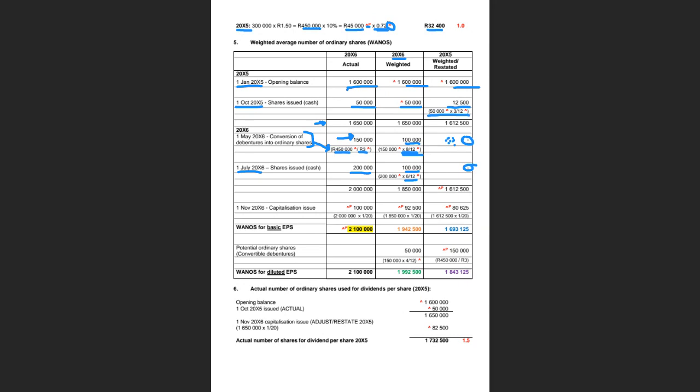Whenever you have a capitalization issue, guys, make sure you have a subtotal before, right? So this is what this column is all about. It's the subtotal just before the capitalization issue. Okay, this is what they're doing here. They're making a subtotal before the capitalization issue. They're adding all of the amounts up. Why? So that when they're making the capitalization issue, they know what amount to use.